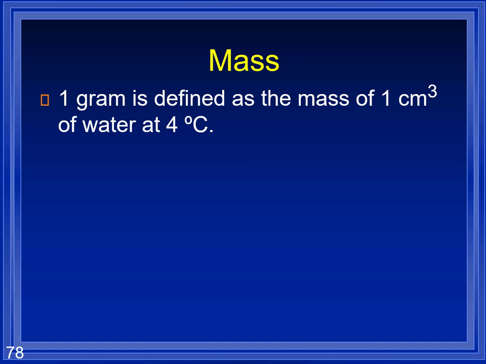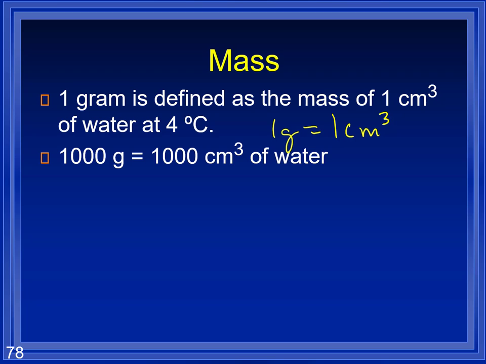So if 1 gram of water equals 1 centimeter cubed, then 1,000 grams of water has to equal 1,000 centimeters cubed. See why that has to be true? But we have another name for 1,000 grams. And we just learned what 1,000 cubic centimeters look like. So a kilogram is the weight of a liter of water. So if you want to get a sense of how big a kilogram is in your hand, a 1 liter water bottle is a kilogram.